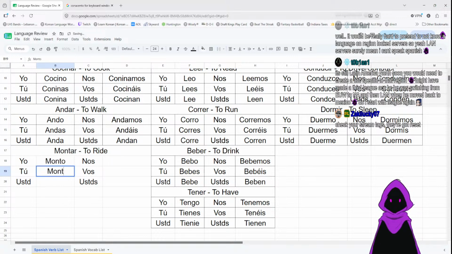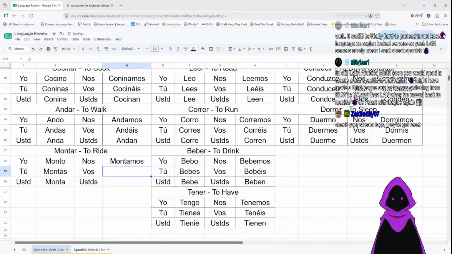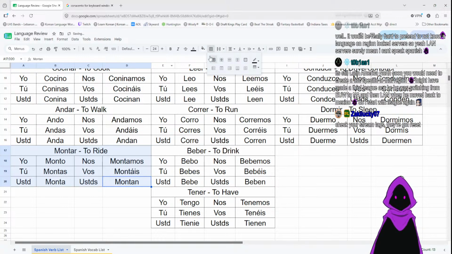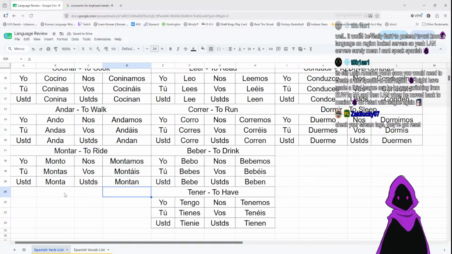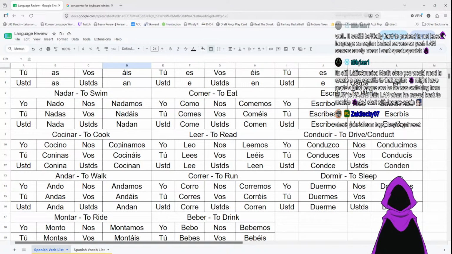Monto, montas for you, monta for he, she, montamos for we ride, montáis for y'all, and it's montan for they ride. And that is all the verbs I have for today, it looks like.